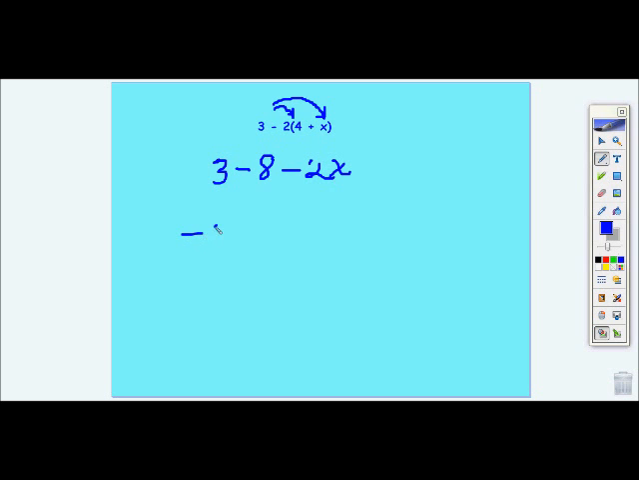I'm going to put that first, negative 2x, and then I'm going to combine my constants, 3 minus 8, or I could add the opposite, or I have different signs, so find the difference. The difference between 3 and 8 is 5, and the 8 is the larger, so it's a negative 5. That would be my final answer there, negative 2x minus 5.